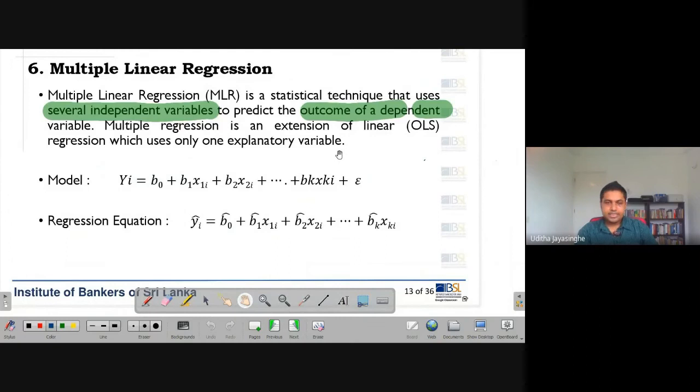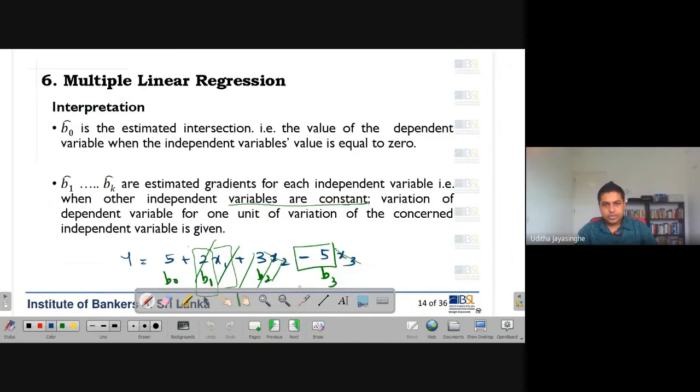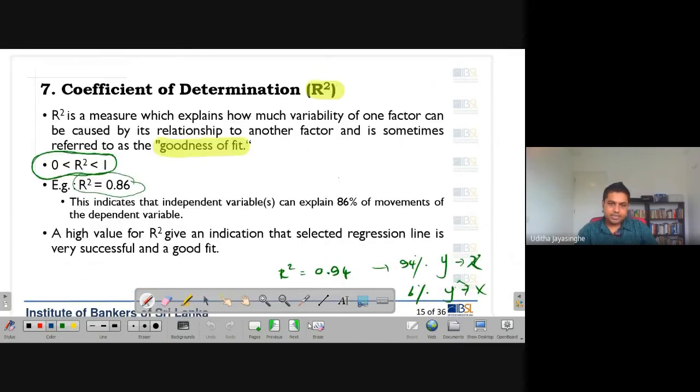So multiple regression is nothing but an extension. The broader idea is that instead of y equal to b1 x, one variable, we are bringing in more variables to the picture. For the computation part, interpretation is the same. Computation is not going to be under our curriculum.